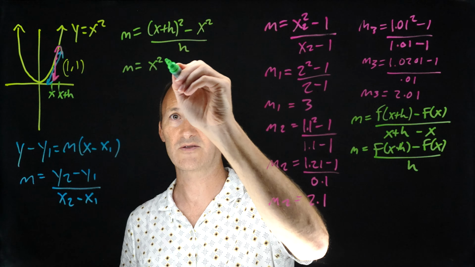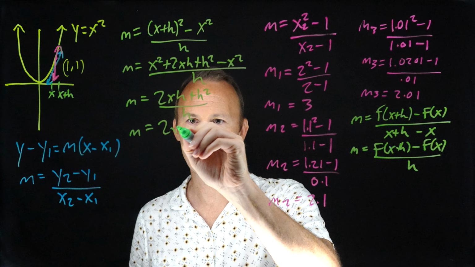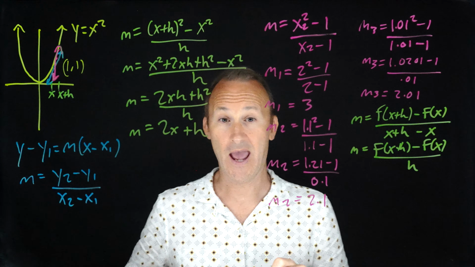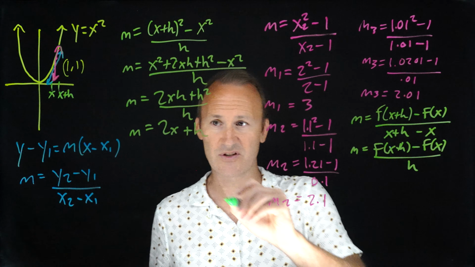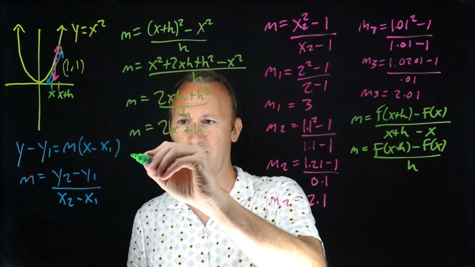Now the idea is we want h to be 0. We want it to be as small as possible, and we can keep making it smaller and smaller. You can plug in any small value, but you cannot plug in 0. The whole thing collapses. It's undefined. It's not in the domain. But now, with this next step, you can cancel out an h, and you get 2x plus h. And now you can plug in h as 0, and you get m equals 2x.